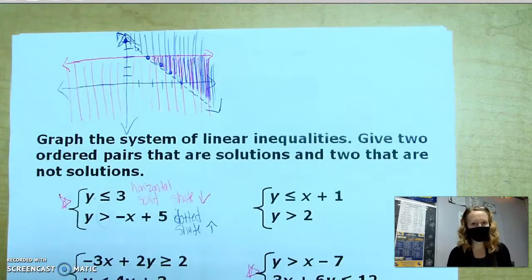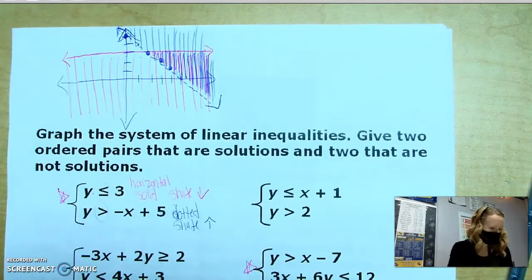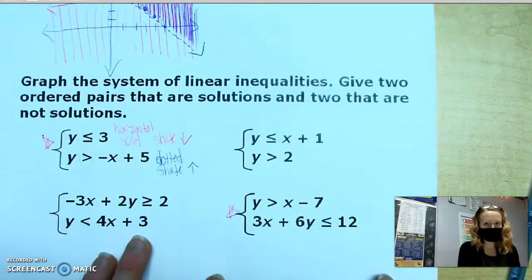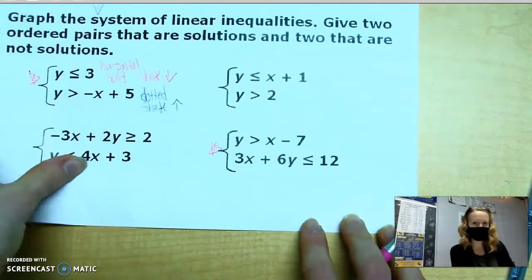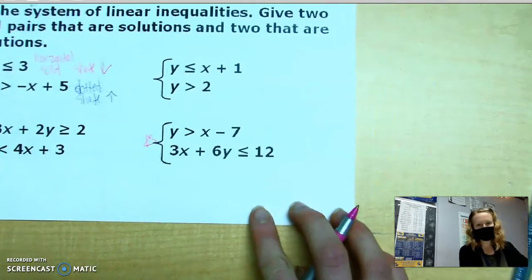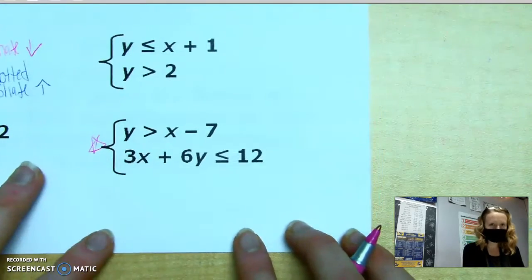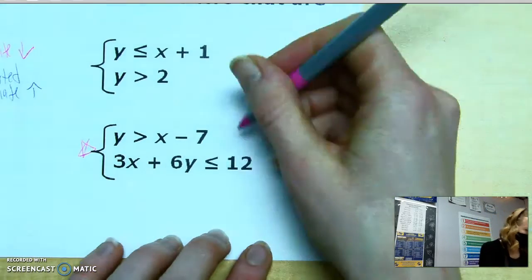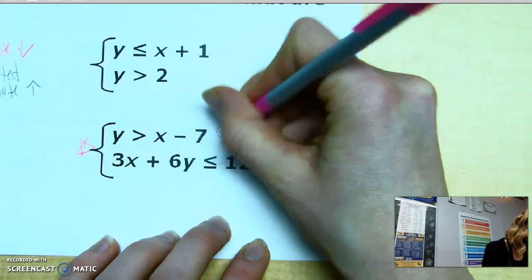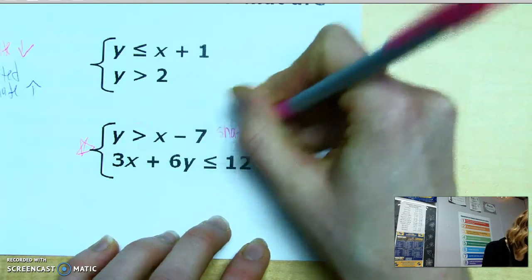Looking at another example, so we're going to do this second one here. y is greater than x minus 7, and then 3x plus 6y is less than or equal to 12. So for this first line, I have a greater than symbol, which means I'm going to have to shade above, and it's going to be dotted.